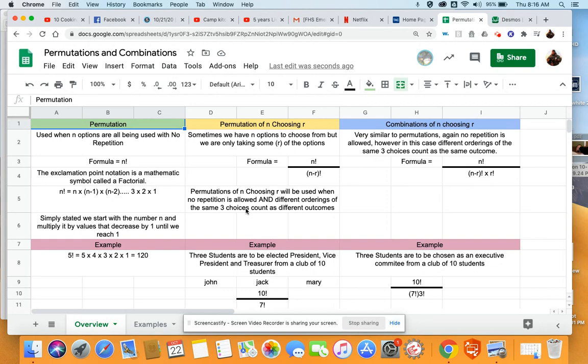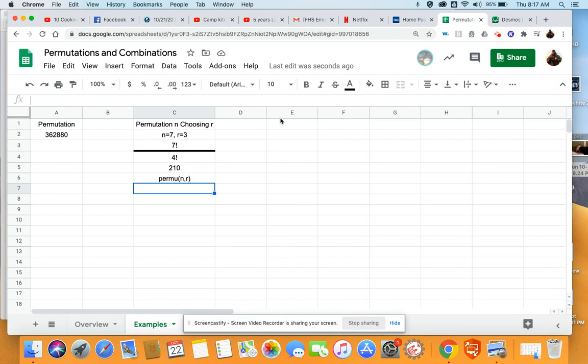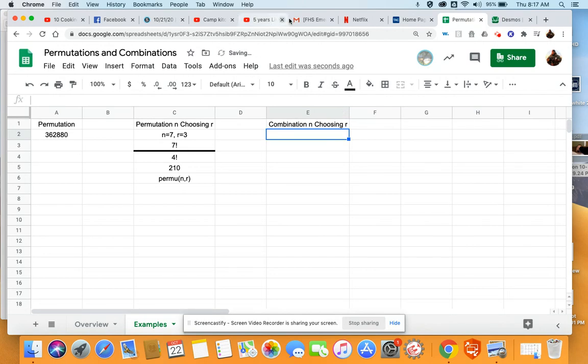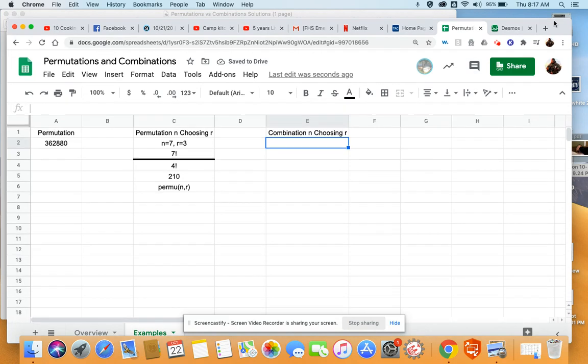Permutation, same three choices count as different outcomes. Combination, same three choices would count as the same outcome. Let's take a look at an example of a combination. Combination of n choosing r. Okay. So we'll go back to our sheet and find an example.